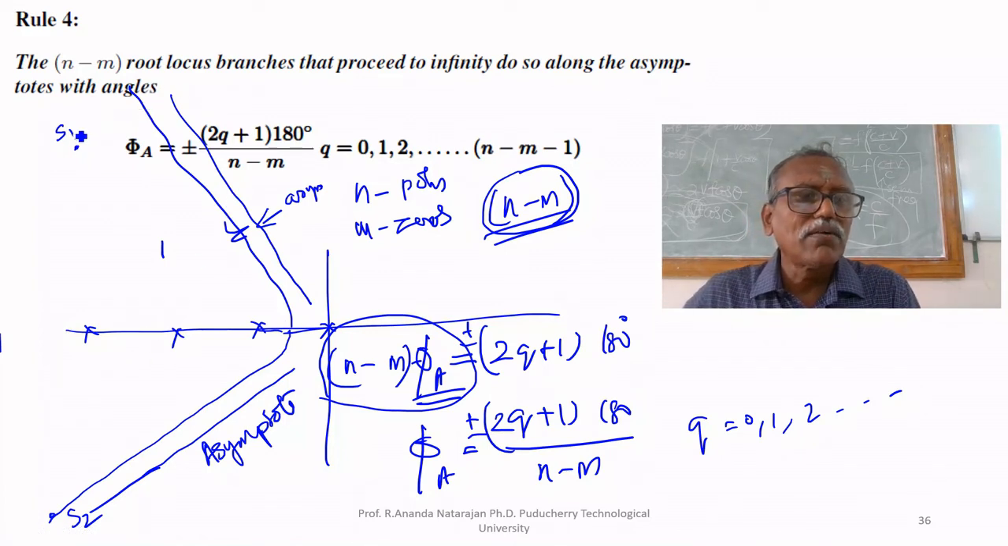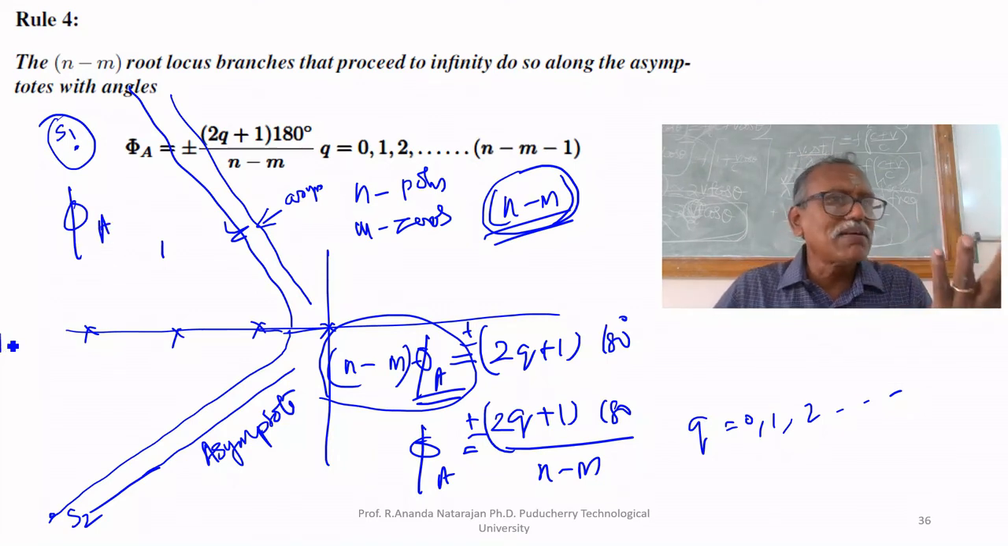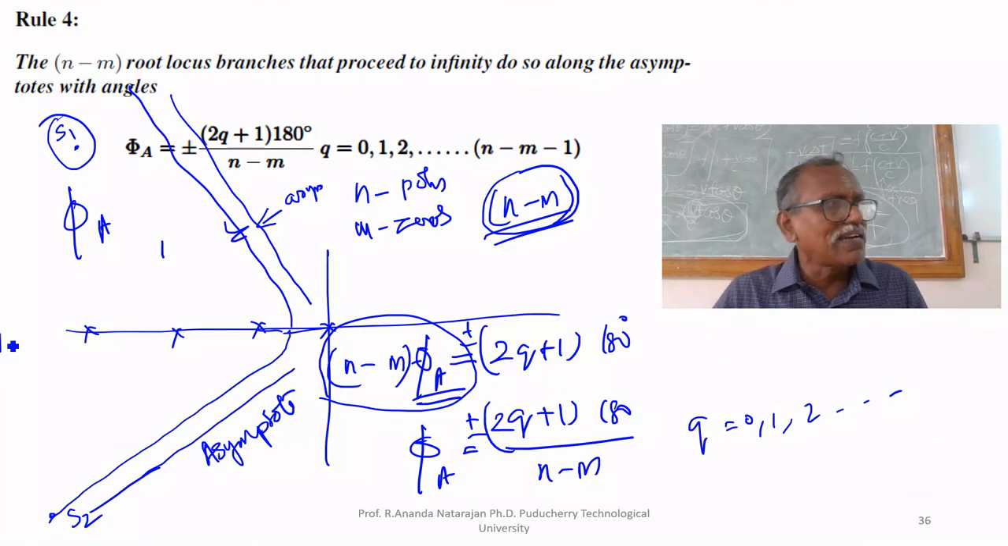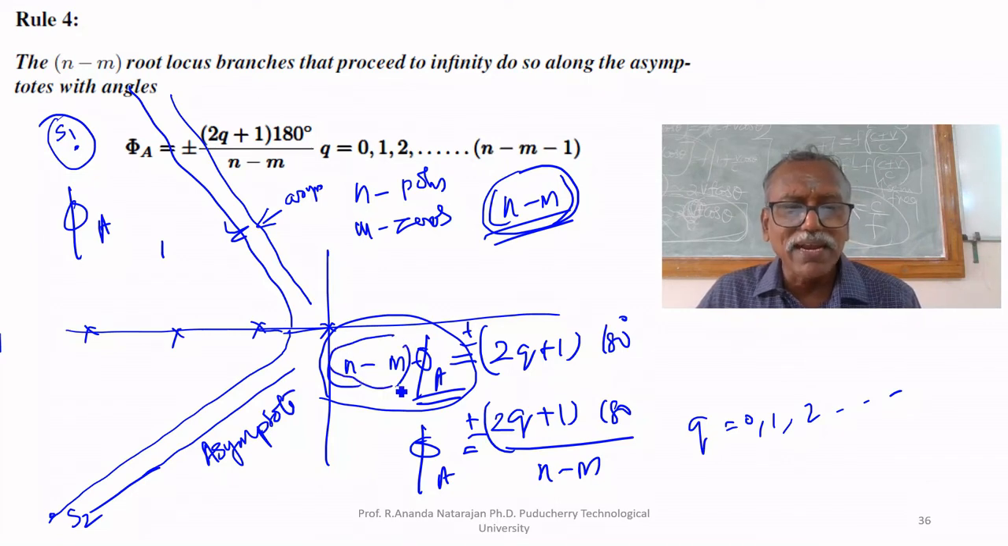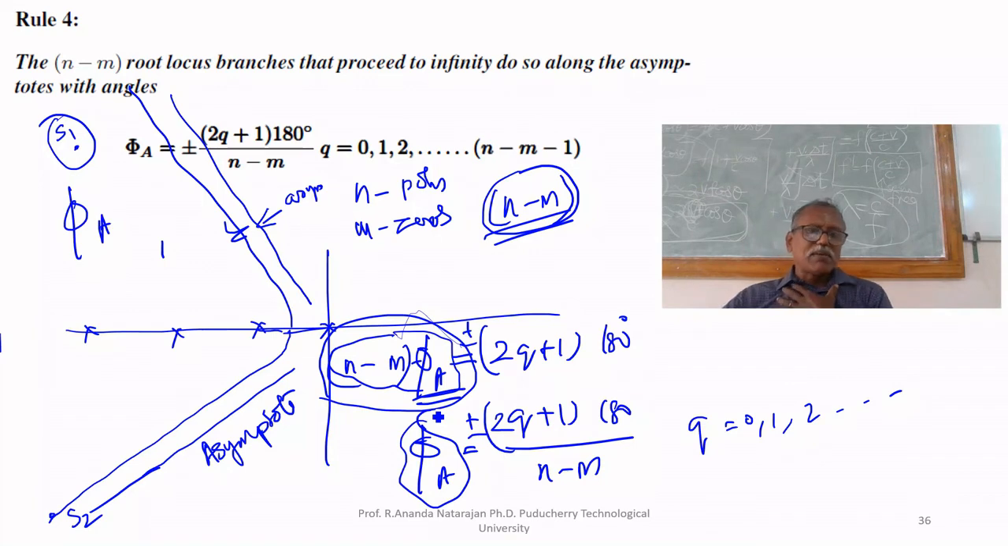Whether this point is on the root locus or not, for that what we have to do? From S1 to all poles we have to draw lines. That is called the asymptote. The angle made by S1 to all poles equals phi a. How many lines have we drawn? N minus m lines, because the remaining branches end at zeros. Therefore, the total angle equals n minus m multiplied by phi a. So the angle of asymptote equals plus or minus 2q plus 1 multiplied by 180 divided by n minus m. That is the formula to find the angle.